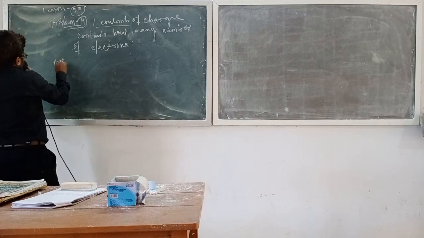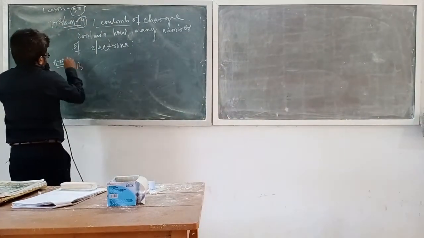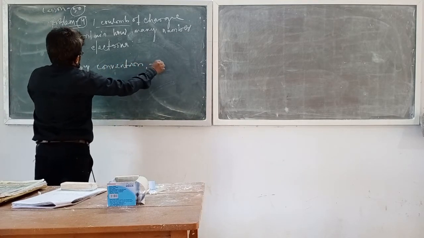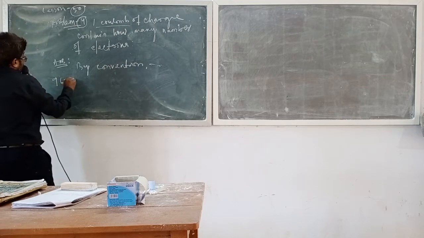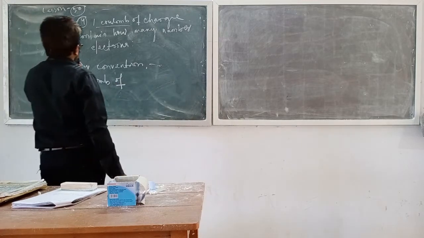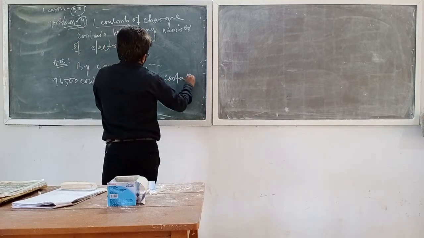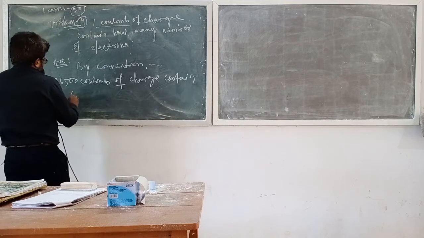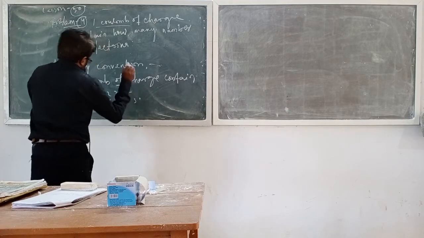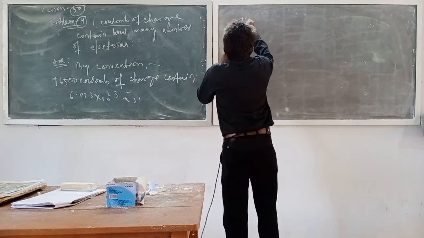1 coulomb of charge contains how many electrons? Your answer will be, by convention we know that 96500 coulomb of charge contains 6.023 into 10 to the power 23 electrons. So 1 coulomb will be how much?